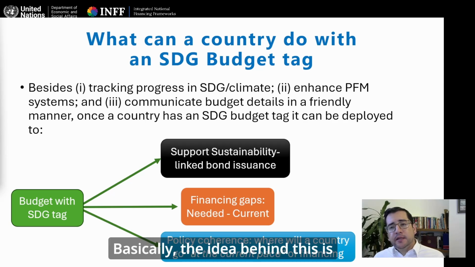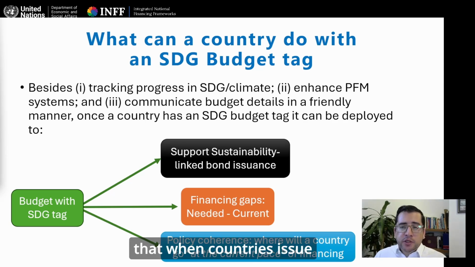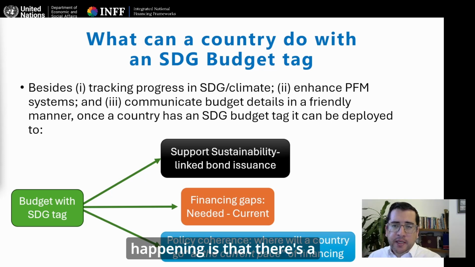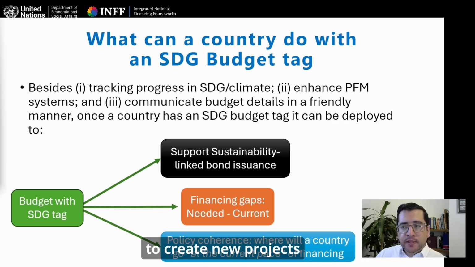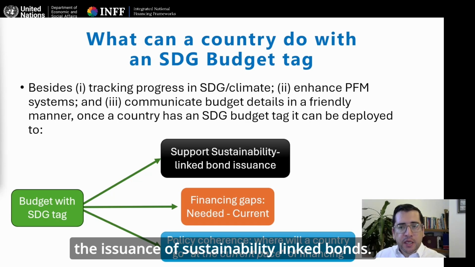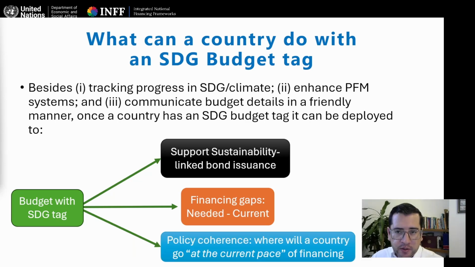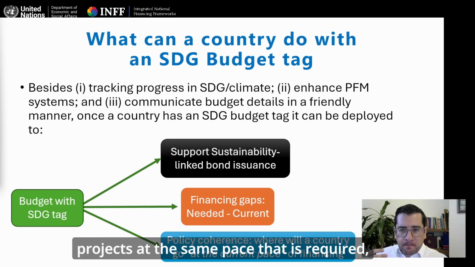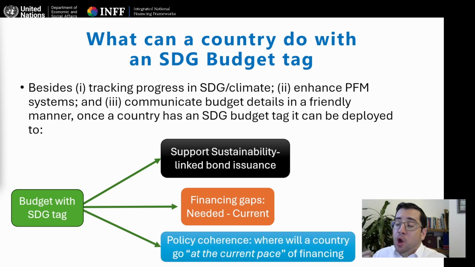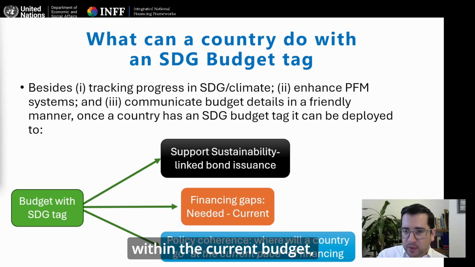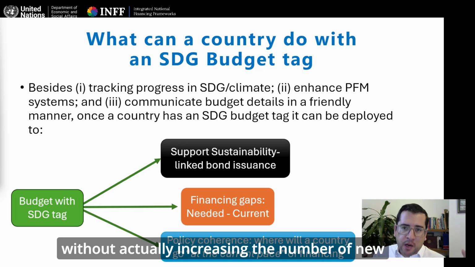Basically, the idea behind this is that when countries issue green bonds or blue bonds, they don't need an SDG budget tag. But what usually ends up happening is that there's a limited capacity in governments to create new projects that will be financed with the resources from the issuance of sustainability linked bonds. So if we as a country cannot create projects at the same pace that is required, what usually ends up happening is that we have to finance or refinance existing projects within the current budget, without actually increasing the number of new projects, right?